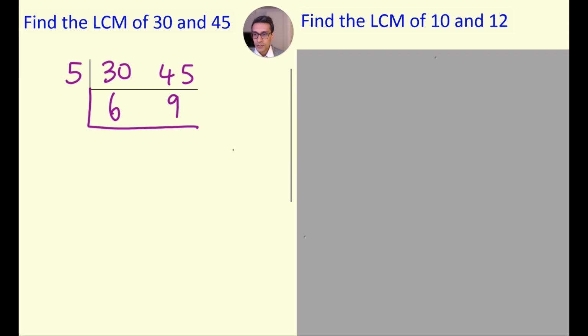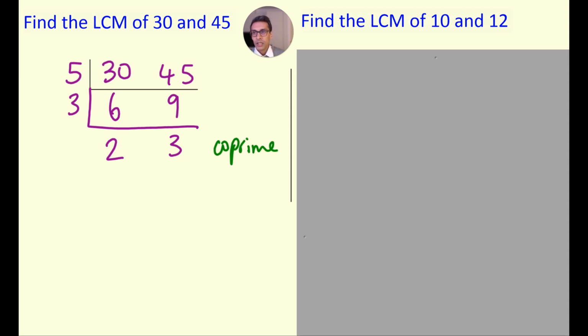I'm going to draw an upside down bus stop. Now, is there a number that goes into both of these other than 1? Yes. So they're not coprime because we can divide them by 3. So 6 divided by 3 is 2. 9 divided by 3 is 3. Now here, they're coprime. So we just write coprime here.